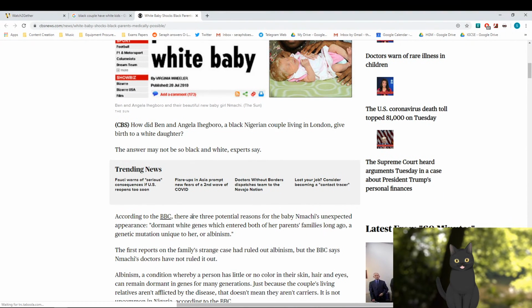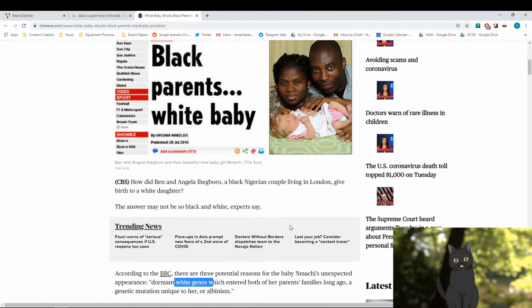So you see, there are three potential reasons. One is dominant white genes which entered both the parents' families long ago. So basically not dominant, dormant. The white gene has been recessive for a long time, maybe from a great-grandma kind of thing. And suddenly the recessive genes get expressed, and therefore they get a white baby. And no one got cheated.